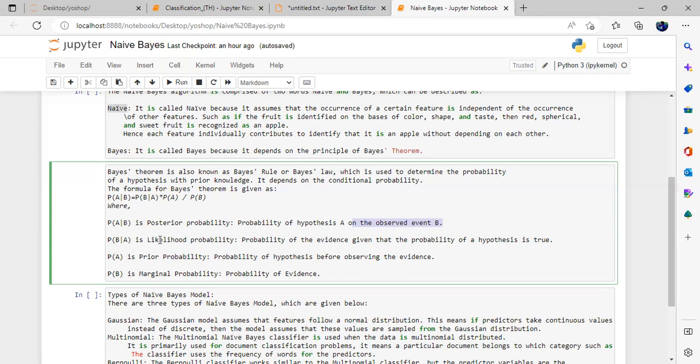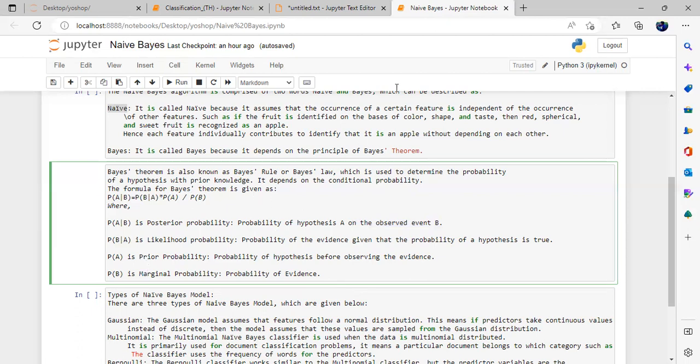Then the probability of B given A is the likelihood probability. That means the probability of the evidence given that the hypothesis is true. So it tells you whether whatever you are assuming is true. And the probability of A is the probability of the hypothesis before observing the evidence, as I said. And this is the probability of the evidence. So this is just Bayes theorem.